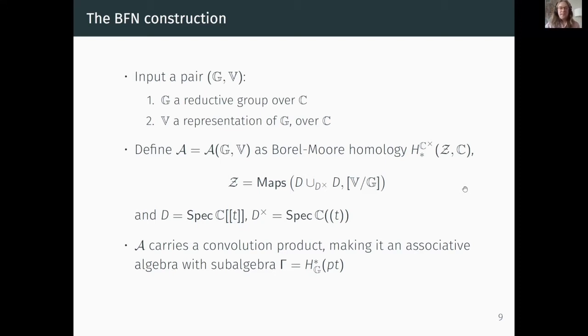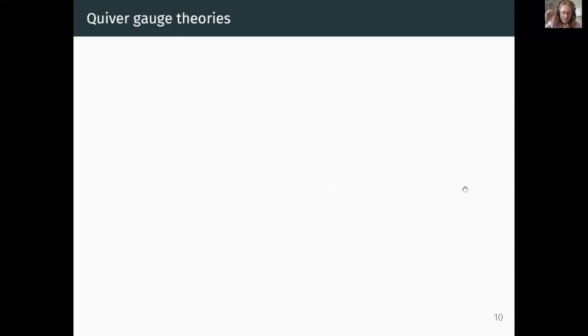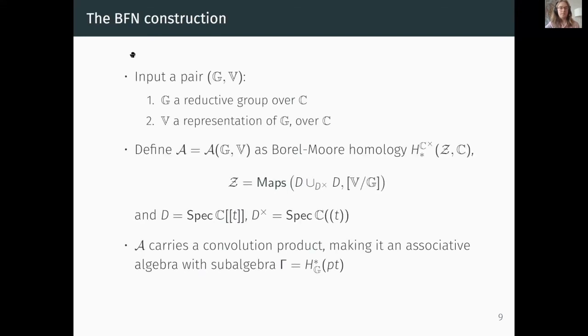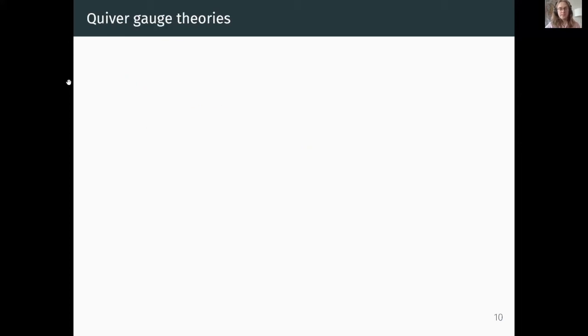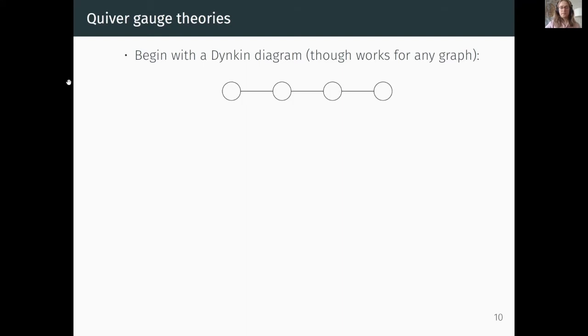Okay. So the case I'm actually most interested in is something called the quiver gauge theory. This is where we don't just put some random reductive group and representation. We're actually going to start with a quiver, and we're going to see that we get some very nice algebras out of it. So let's begin with, say, a Dynkin diagram, although it actually works for any graph.